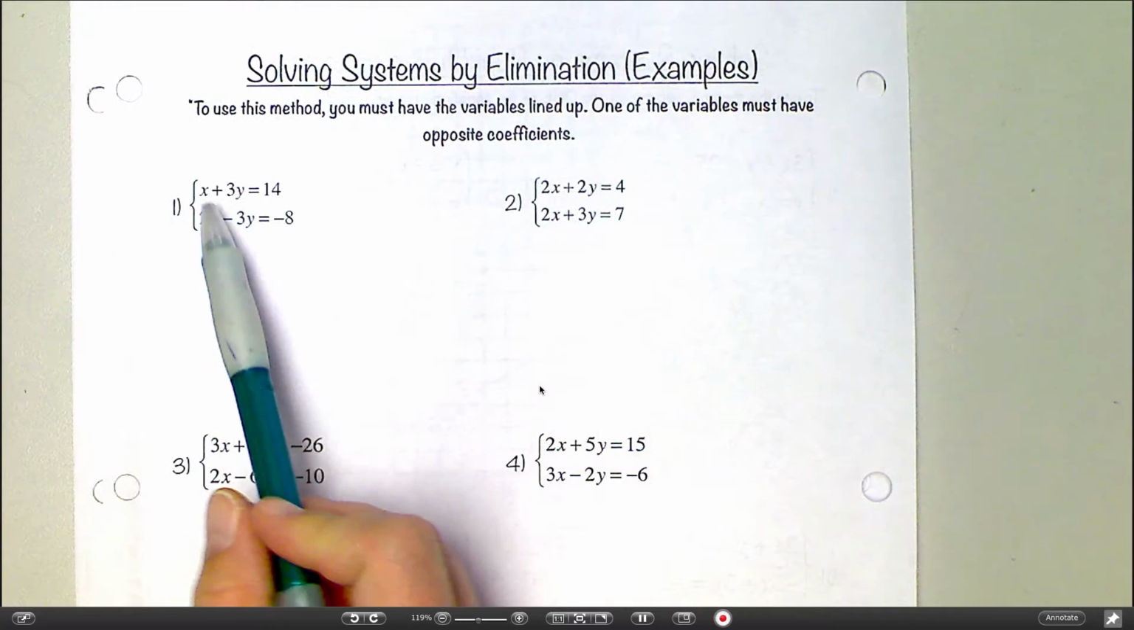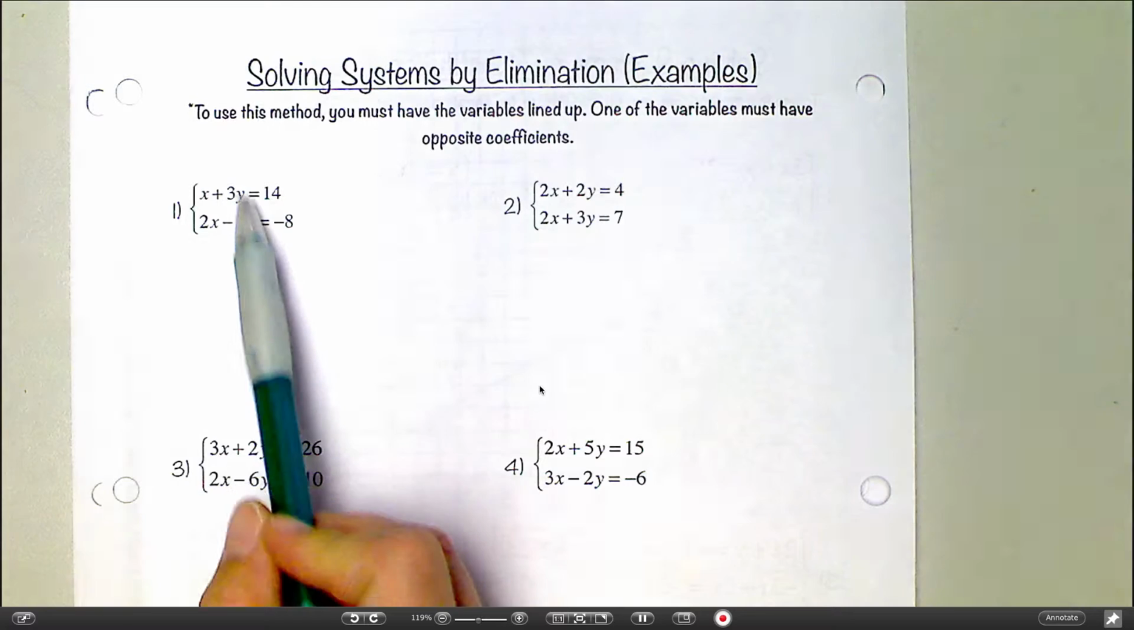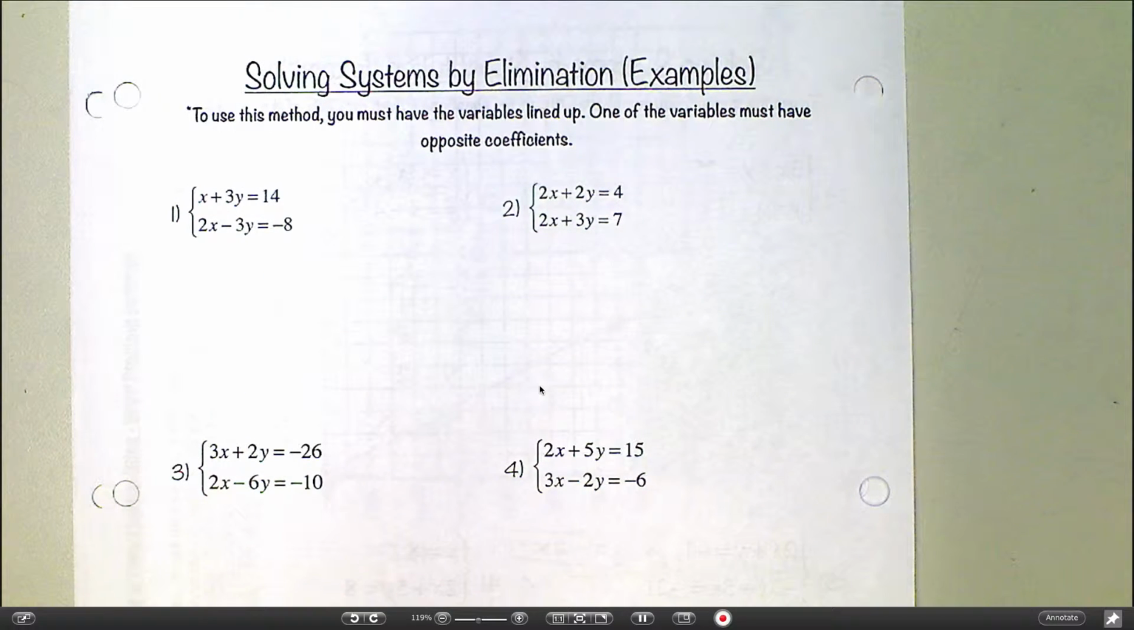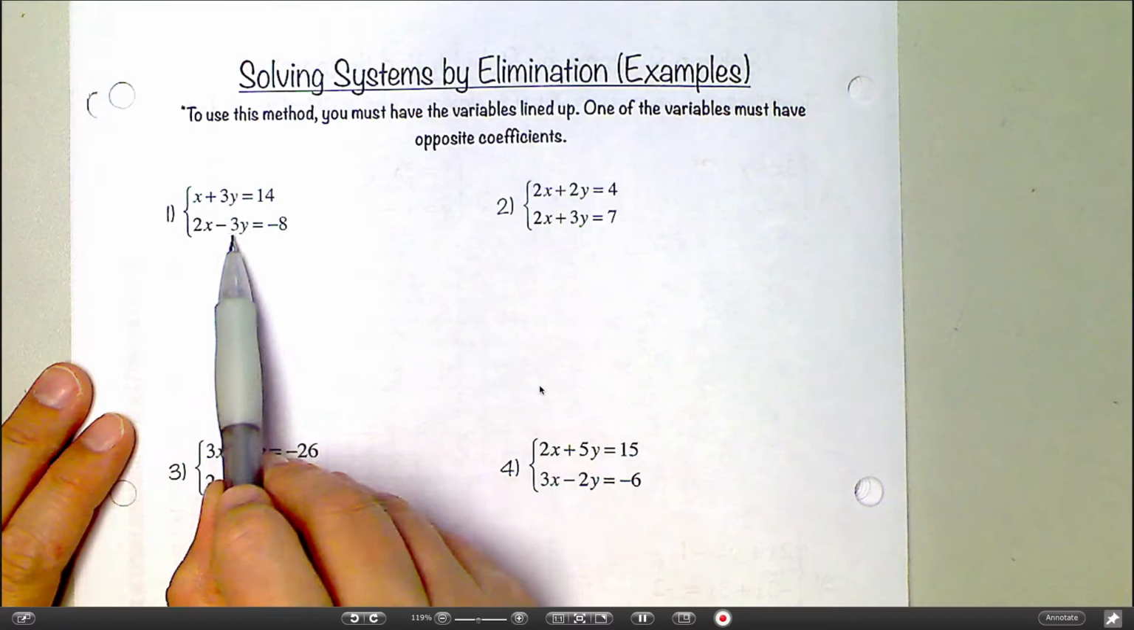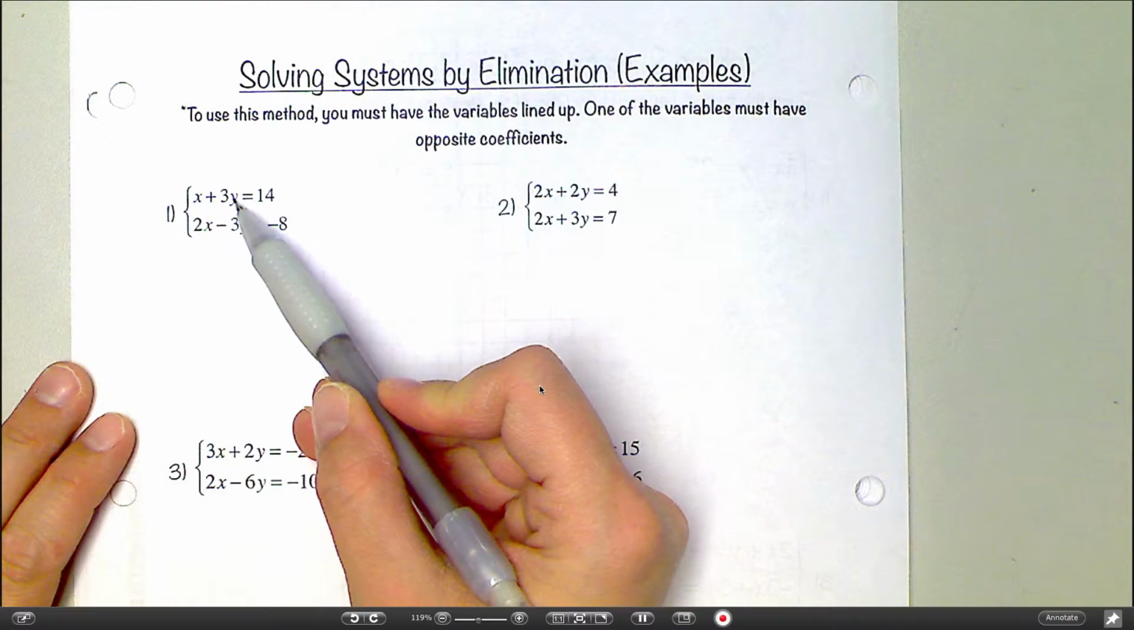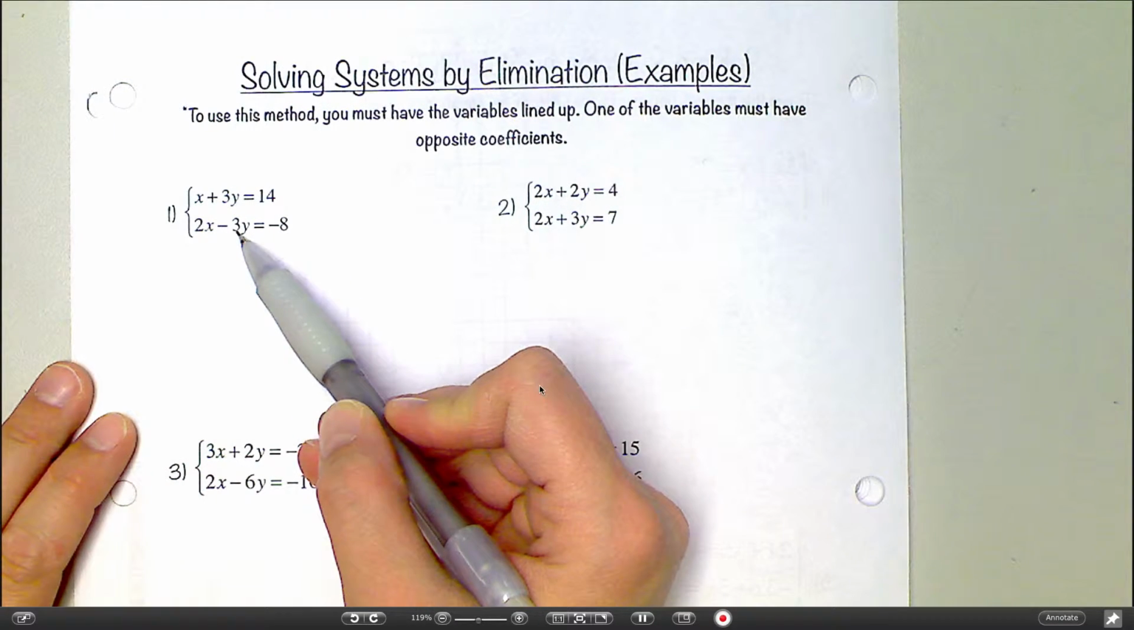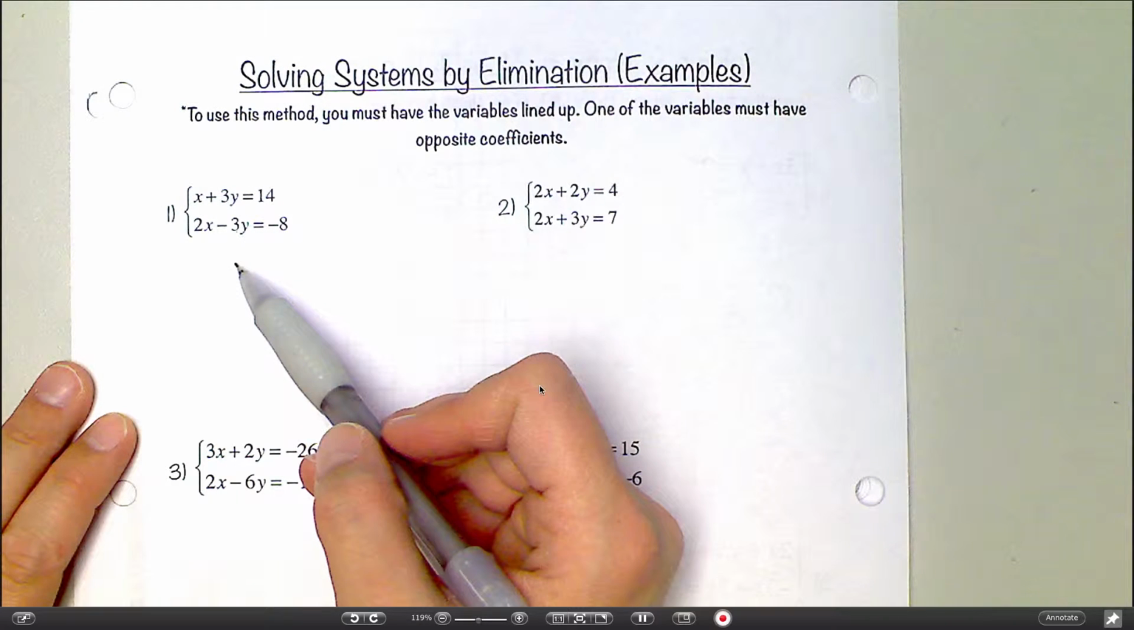The key to this one is to get the variables lined up. So see how here you've got the x on top of the x and the y on top of the y. You just want everything to be in the same position. And then you have to get one of the variables to cancel out. So you need one of the variables to have opposite numbers so that when you add together it cancels. Okay, in the first example, that's already done for you. Do you see that you have 3y and negative 3y? That's what you want, okay?